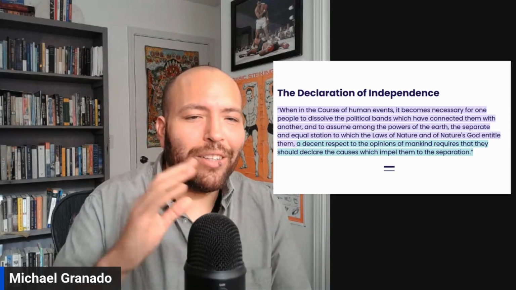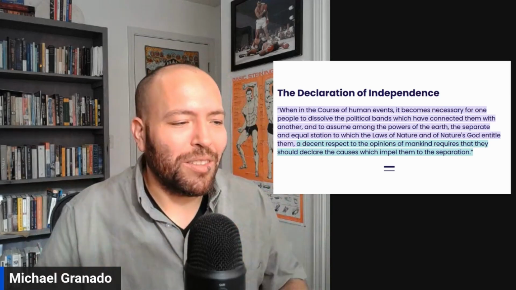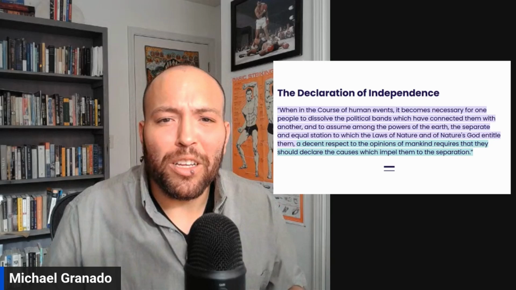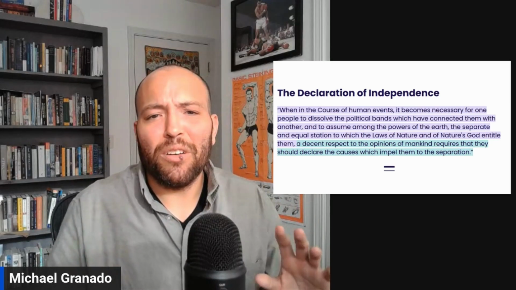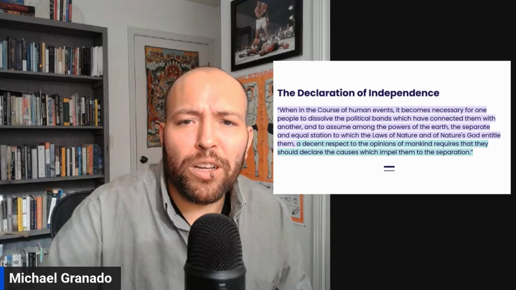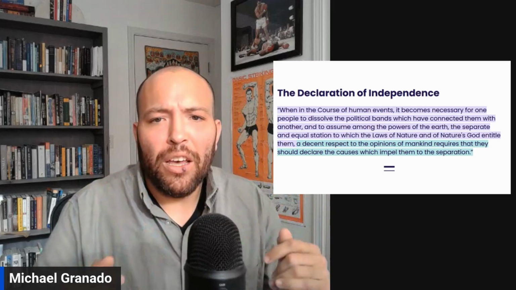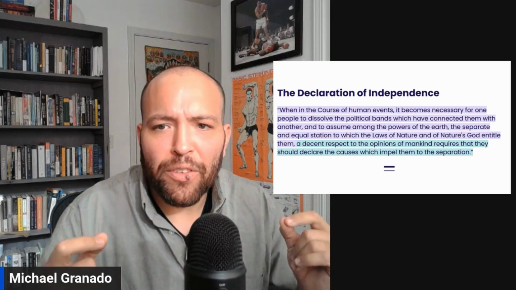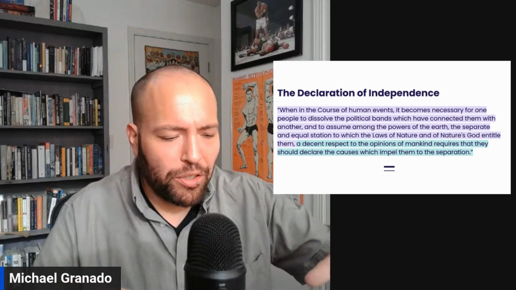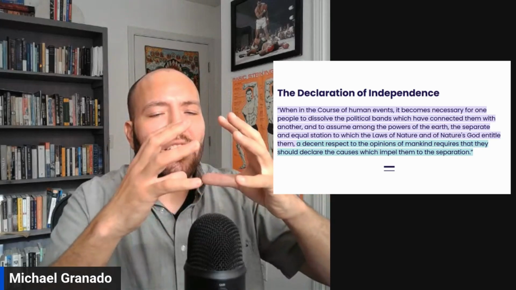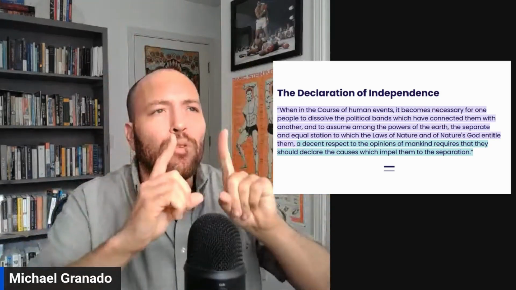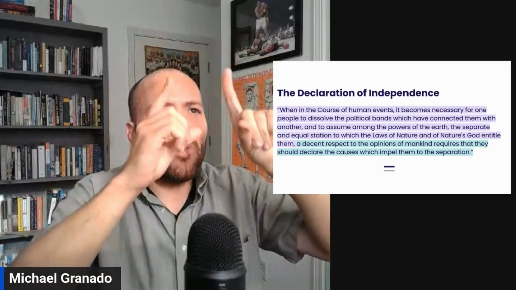And this is another thing I could teach an entire class on. I think this is an absolutely fascinating document. But this gets to what I'm talking about. The first sentence: "When in the course of human events, it becomes necessary for one people to dissolve the political bands which have connected them with one another." So that idea I was just telling you about, that it is the consent of the governed, the agreement of the people, which gives government the source of its power.